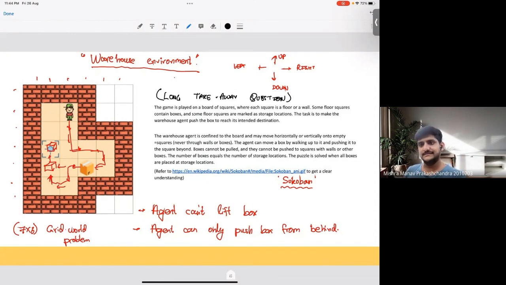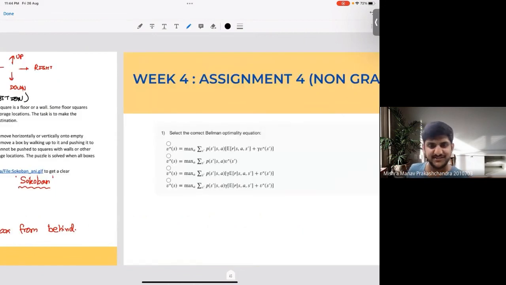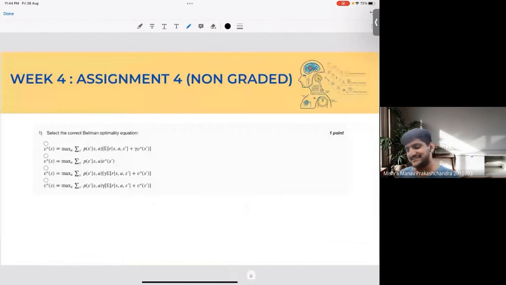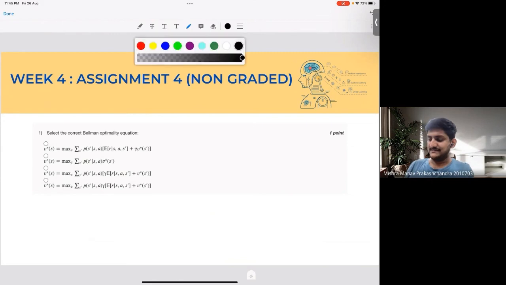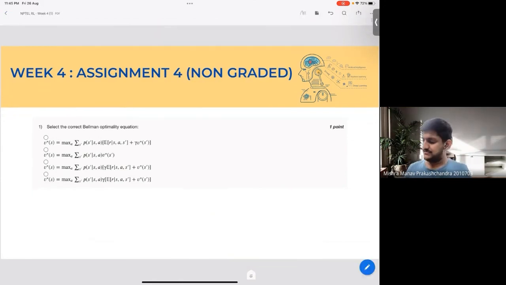And to end this, as is the tradition, we just quickly discuss the week 4 assignment 4 questions, all the non-graded ones. Okay, so I'll quickly breeze through the questions. First question is pretty straightforward. So you just need to select the correct Bellman optimality equation. So you see that, okay, I should.